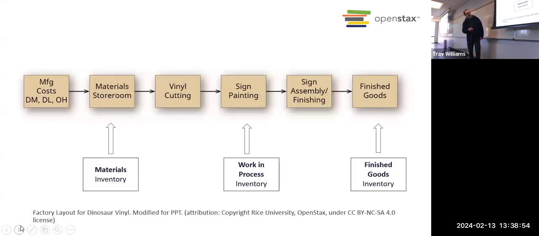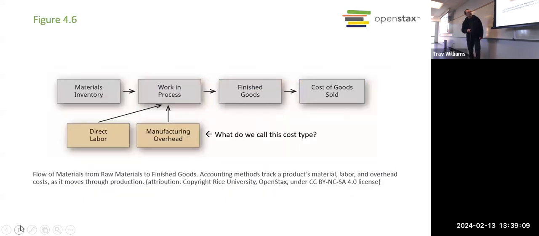Okay. So we've seen this before. The three parts of manufacturing costs, how they go from raw materials to work in process, which is all these steps in between, to finished goods. So what do we call direct labor and manufacturing overhead? What type of cost is that? Conversion, exactly. So it's the cost of taking these materials and converting them by applying labor and overhead into a finished good.